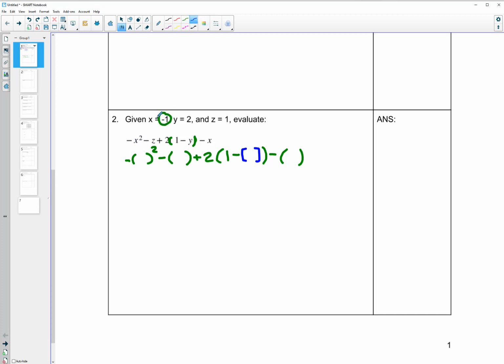So I'm going to plug negative 1 in. Pick a different color for this. So I'm going to plug in negative 1 for x. There's another x back here at the end, so I'm going to plug a negative 1 in there. This is a z. Z is 1. So I'm going to plug a 1 in here.